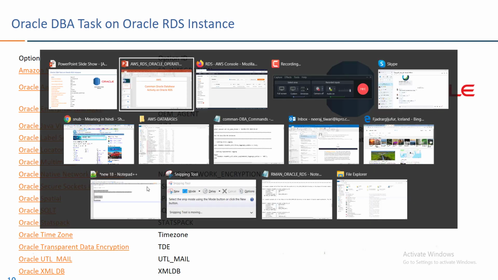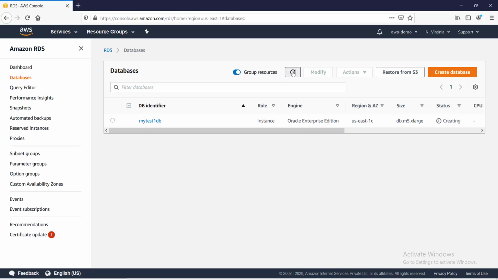So we'll go here and we'll wait for the database to come up. We'll pause the video for some time and we'll see. See, now it is available, because the database was created with automatic backup. When you launch a DB instance with an automatic backup, it has to take the backup first, then it will launch. So it has launched.